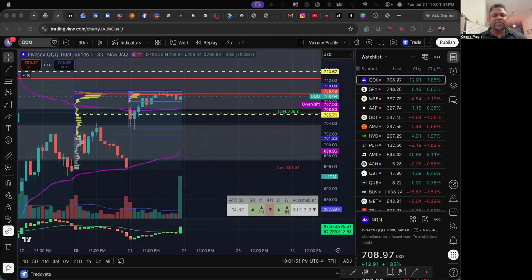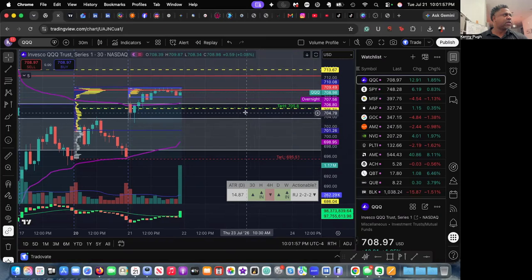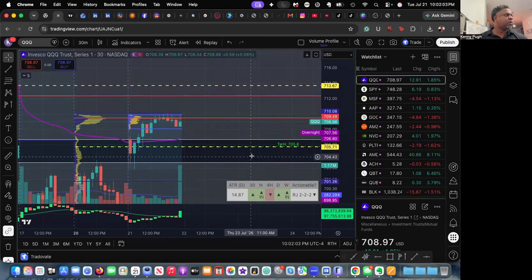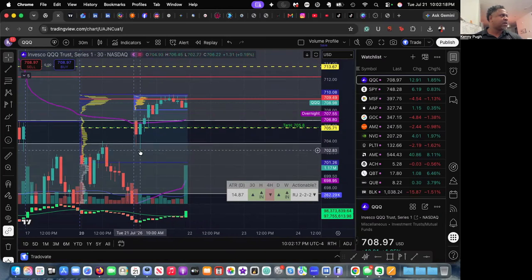Let's start with the Qs. If we take a look at it, I'll zoom in here. So we had the high volume node, which is the gray rectangles up top, and this gray rectangle here. Price started out in the upper zone, came down and tested the lower city here, the high volume node here, rejected and came back up into the lower part of this high volume node. And this is a high time frame, high volume node identified on the 4 hour chart.